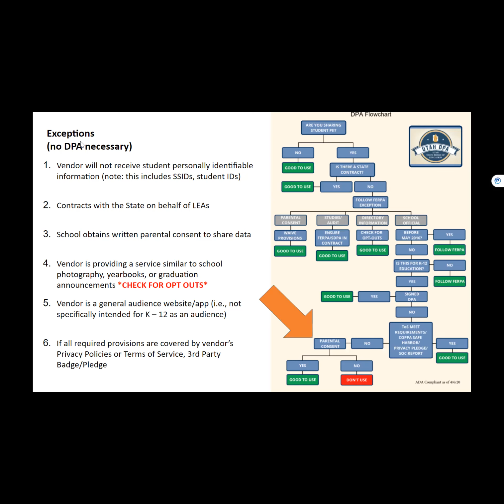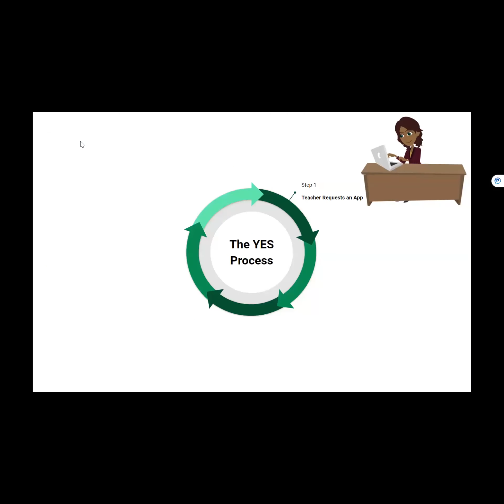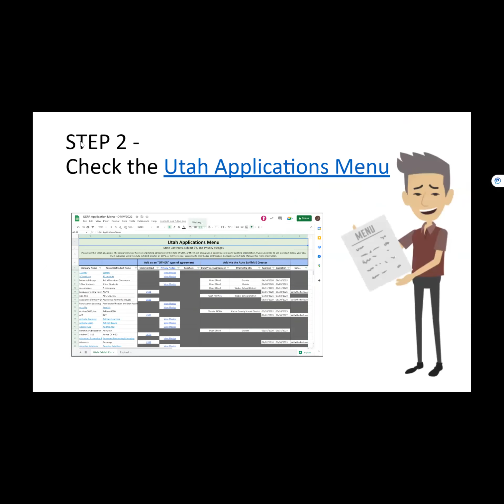So the next thing, again, we've talked about is parental consent. If all else fails and the company is not going to sign a data privacy agreement with you and the teacher really just needs to use it, then yes, you can always get parental consent. So we can always try to find a way to get to a yes. So that's step one. The teacher requests an app.